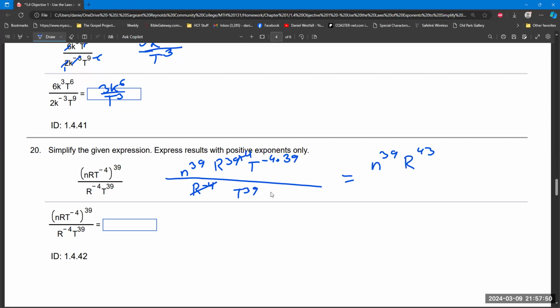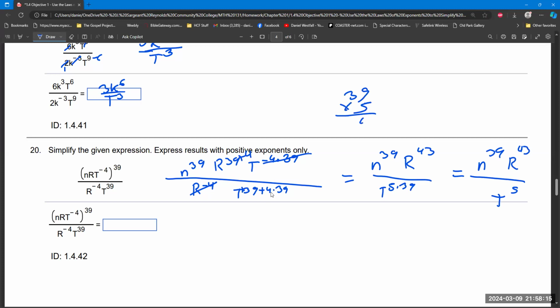When I bring these down here, 1 times 39 plus 4 times 39 is 5 times 39. 39 times 5 is 45, 15, and 4 is 19. So 195.